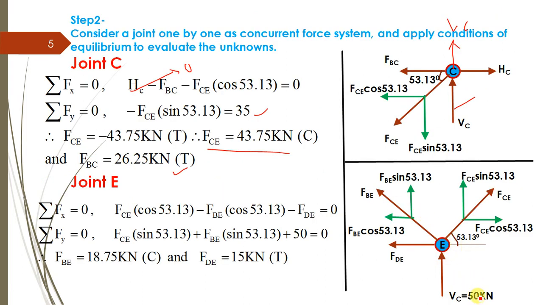VC is 50, known to us. F of CE that we have already found out. F of CE here is 43.75. हे आपण पाहिलेलं आहे, हे 43.75. Okay.